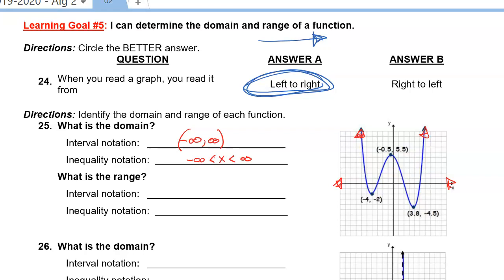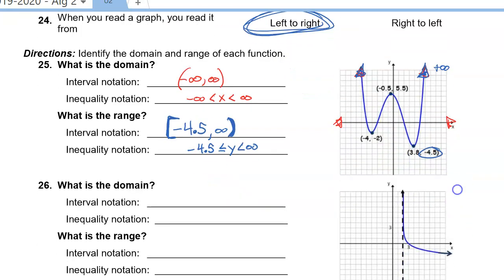Now, for the range, let's start with how far down the graph goes. We see that the lowest point in terms of y values is negative 4.5, and the highest the graph goes, we have arrows, which means it goes up to positive infinity. There are no breaks in between in terms of y value, just like there were no breaks in the x values, no vertical asymptotes, no holes, giving us a range of negative 4.5, comma, infinity, with a bracket and a parenthesis, to match negative 4.5 less than or equal to y less than positive infinity.